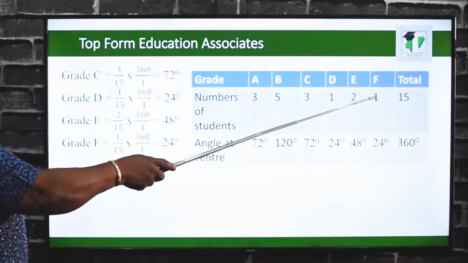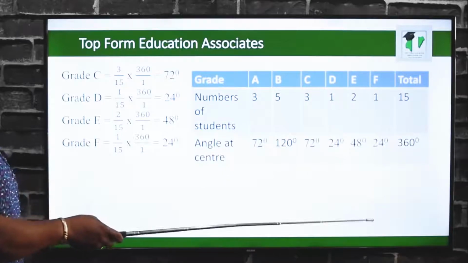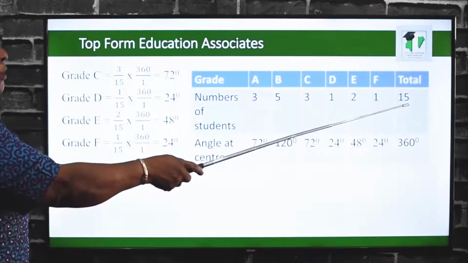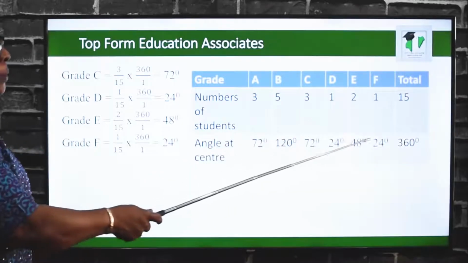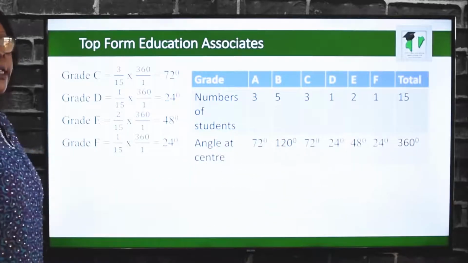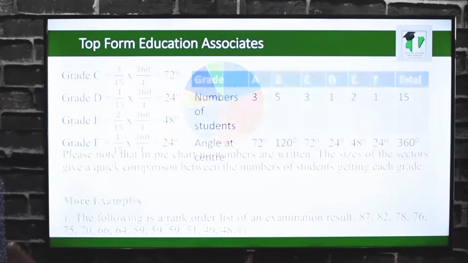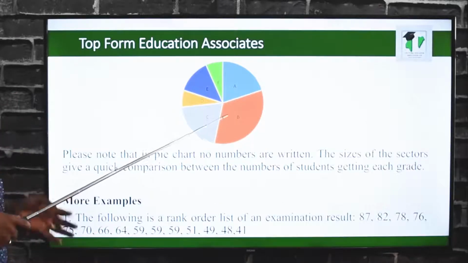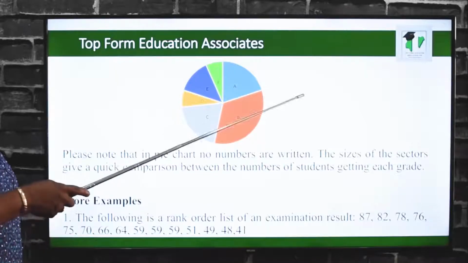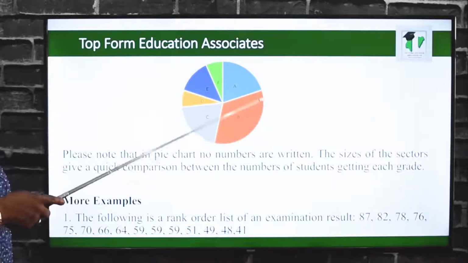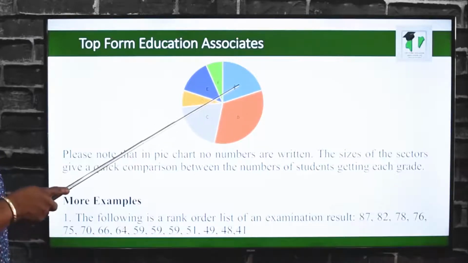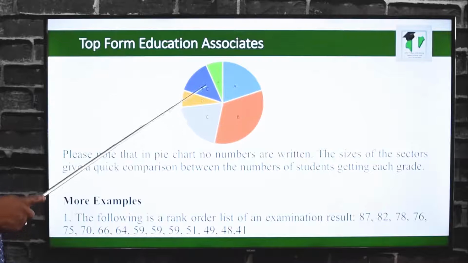And grade F, 1 student. Sector is 24 degrees. If you add the number of students, total will be 15. If you add the sectors, the degrees, it will give you 360 degrees. So the next thing is that using your compass, you now measure these angles worked out per grade. So this is A, B, C, D, E, and F.